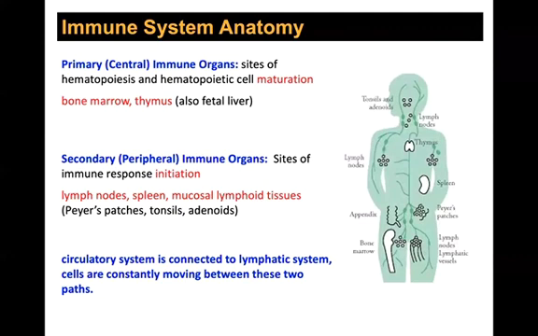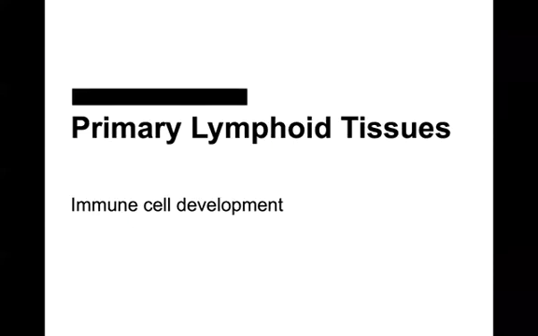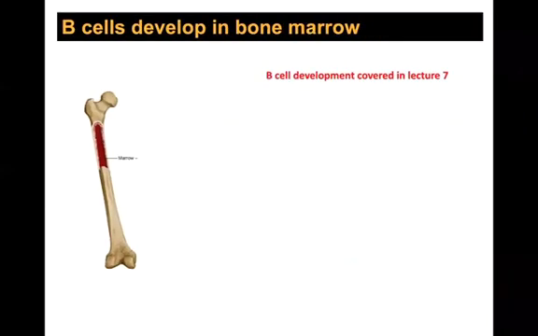Now the circulatory system, where your blood is going through, is connected to the lymphatic system. And your immune cells, particularly B cells and T cells, are constantly moving between the circulatory system and the lymphatic system. And we'll go over that more today. So let's start with hematopoiesis and primary lymphoid tissues. This is where you get the cells coming out.